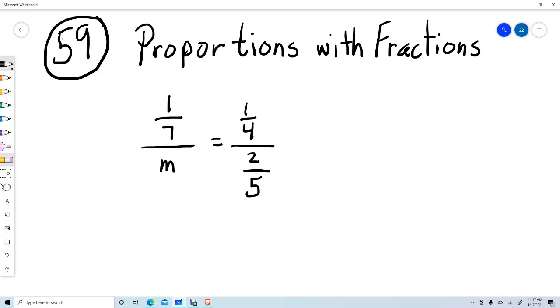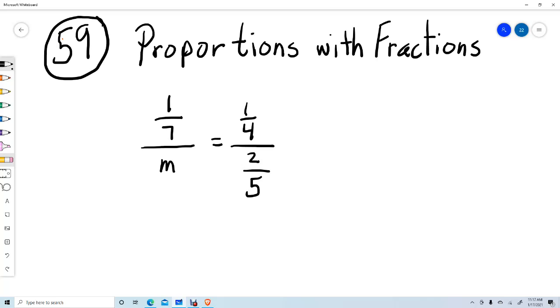Hi again, class. This is the video for lesson 59, which is proportions with fractions. After that long last video, I'm sure you'll be very pleased that this is going to be very short. This is a very simple concept. It's just a reinforcement that when you do cross multiplication with fractions, there's no change in approach.